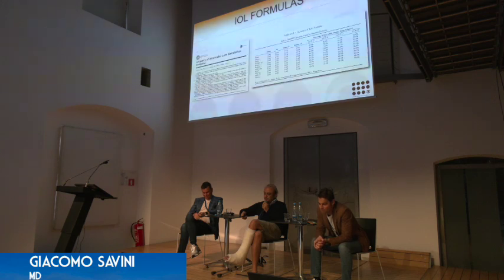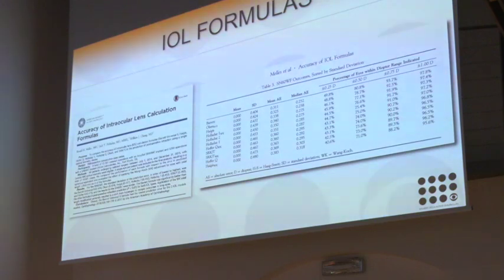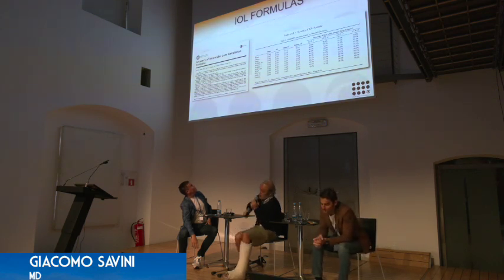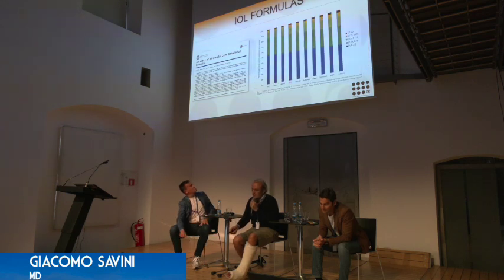And here, this is one of the most important papers that have been published and that justify the use of new formulas. Again, it's difficult probably to show, but here you see the percentage of eyes with a prediction error within half a diopter is 80%, and number one is Barrett. So another independent paper showing that the Barrett was the best.